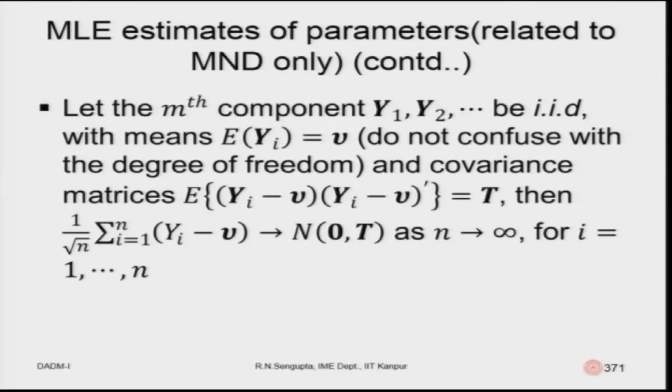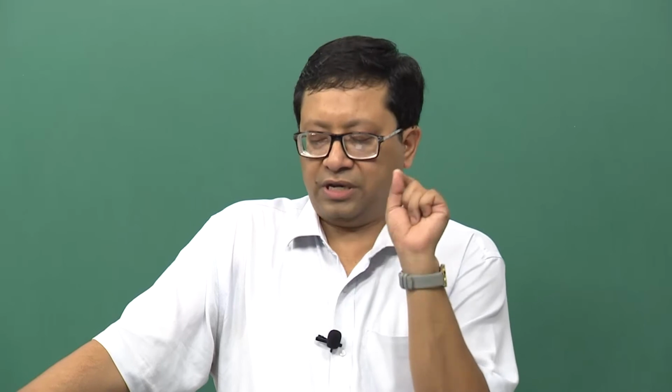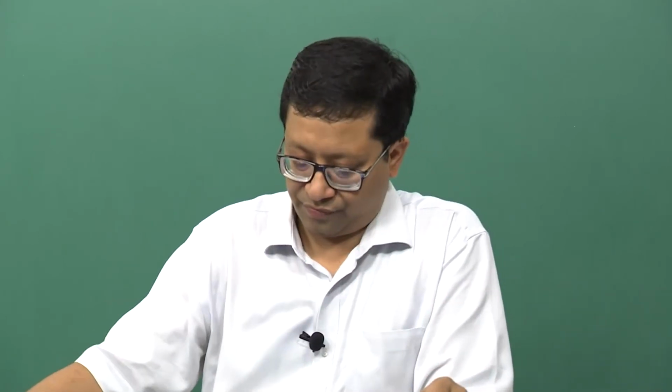Now, consider the mth component of y1, y2 till the set of observations which we have, and they are all IIDs. So, in this case consider the expected value of yi is equal to v. Let us not confuse this with the concept of the degrees of freedom. Then the covariance matrix given for y would be t, and then in the asymptotic sense the value would be a normal distribution with 0 mean and t as the variance.